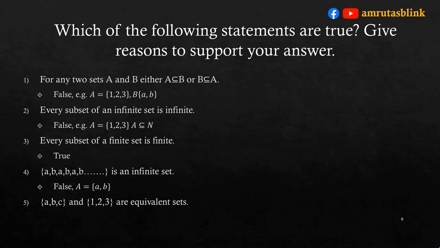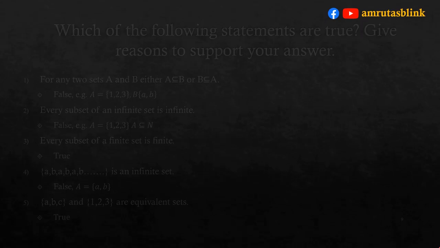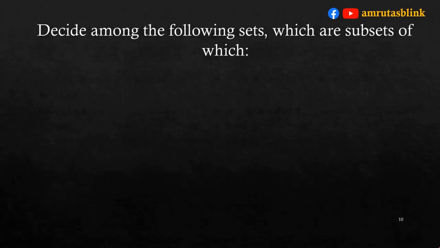{a, b, c} and {1, 2, 3} are equivalent sets. In the first set the cardinality is 3, and in {1, 2, 3} also the cardinality is 3, and hence they are equivalent sets and the statement is true. We'll move to next question.